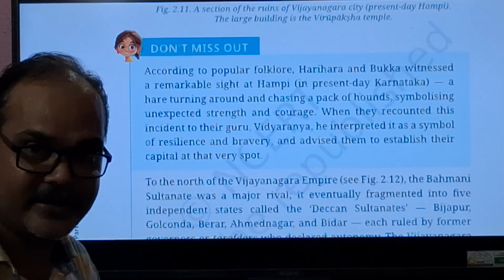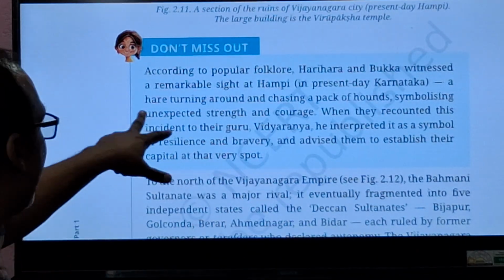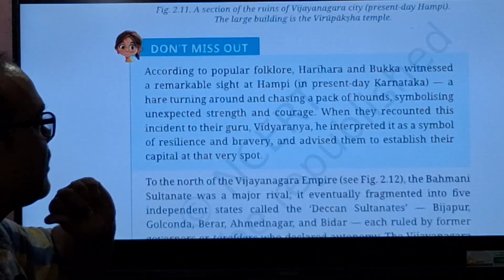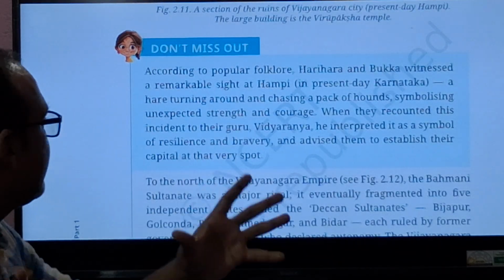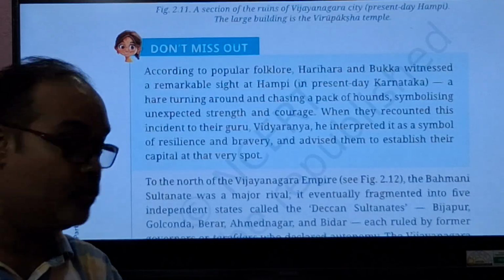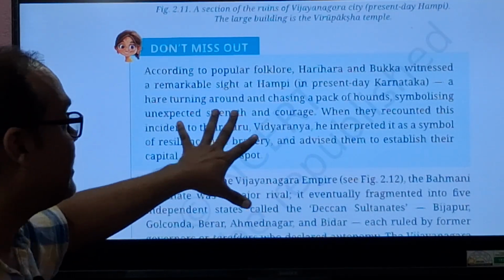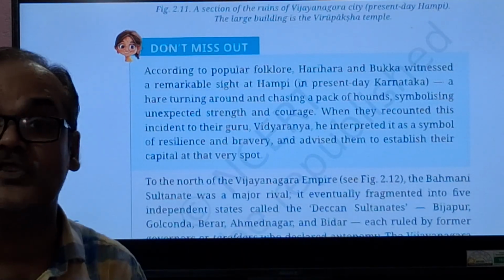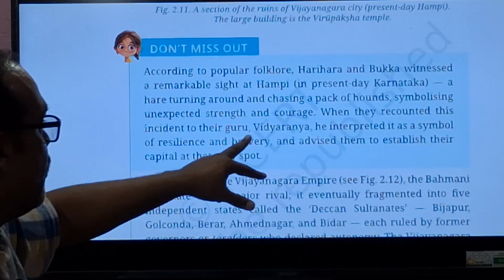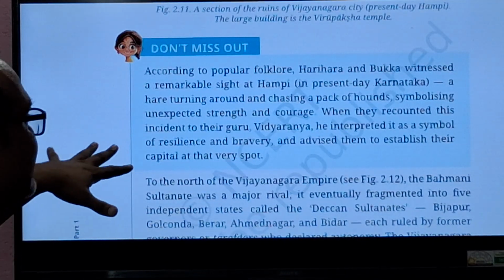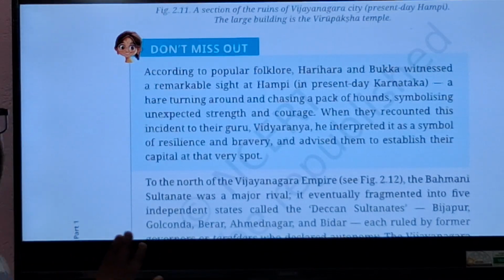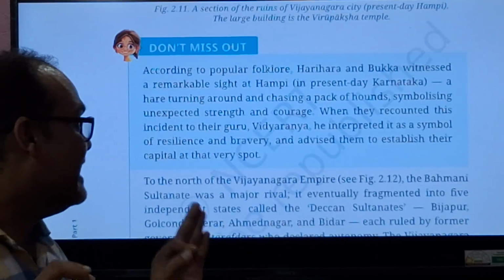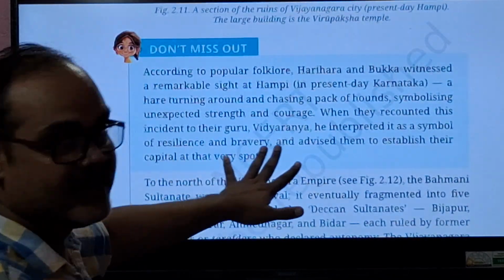And where is Karnataka? It is there in the south. They saw a rare sight, a hare turning around to chase a pack of hounds, symbolizing unexpected strength and courage. When they recounted this incident to their guru, you know what happened? Who was their guru? Their guru was Vidyaranya. And he interpreted that it is a symbol of resilience and bravery, right? And he advised them to establish their capital at that very spot.